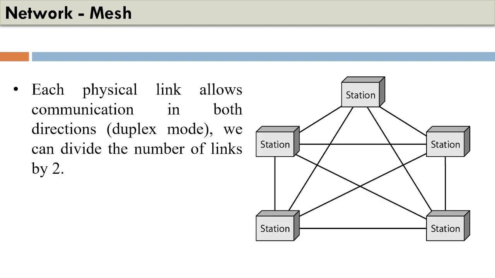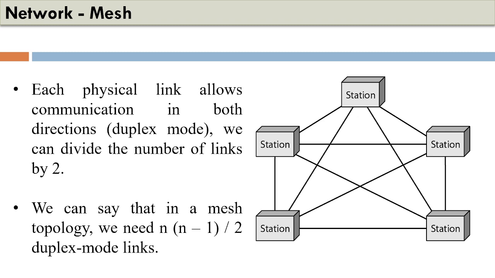And in mesh topology, the number of links can be calculated using this formula, where n is the number of nodes. Here you can see there are 5, so this is 5 into 4, which gives you 20 by 2, which is 10. So here are 10 dedicated links available.